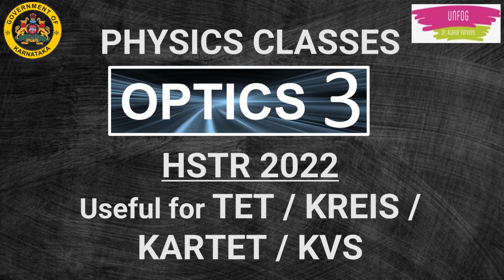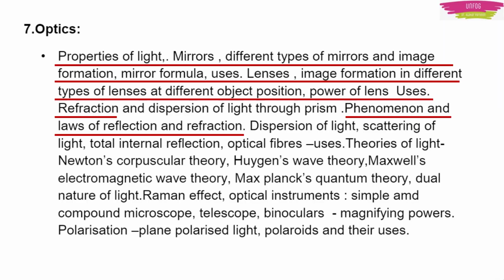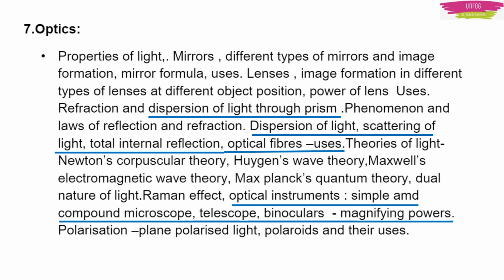This is the third lecture of chapter Optics based on HSTR and KREIS syllabus. In the previous two lectures, I have finished this syllabus which I have underlined with red lines. In this lecture, I am going to complete this part of the portion, which is the dispersion of light through prism, dispersion of light, scattering of light, total internal reflection, optical fibers and their uses, optical instruments, that is simple and compound microscope, telescope and their magnifying powers. And the rest part, that is the theories of light and polarization, I am going to cover in the next lecture. Okay, so let's quickly start this lecture.